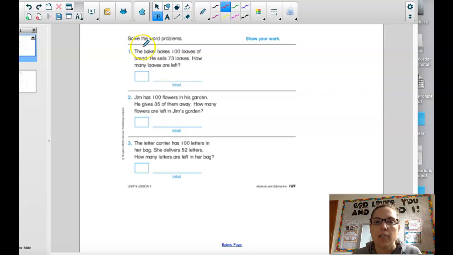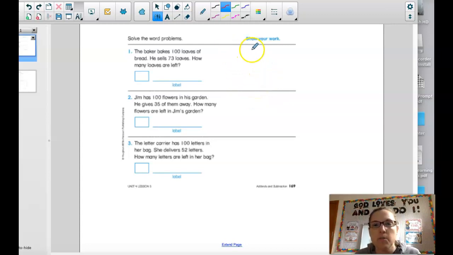Number 1, the baker bakes 100 loaves of bread. He sells 73 loaves. How many loaves are left? So because he's starting with some and selling some and then asking how many are left, that's our clue that it's a subtraction problem. So we're going to set up our problem in this workspace.